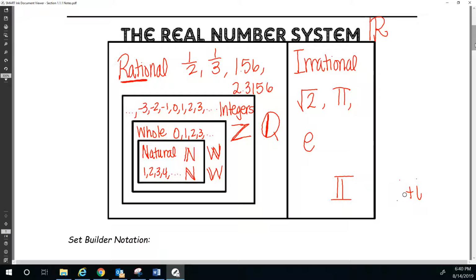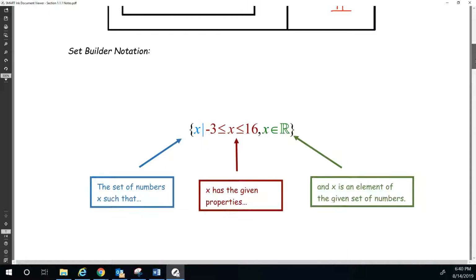I'm going to go ahead and stop the video here. We'll do some definitions on the next video, and we'll talk about set builder notation, and we'll write some of those, and then we'll talk about interval notation, and we'll write some examples of that.